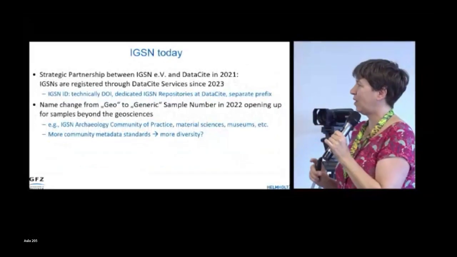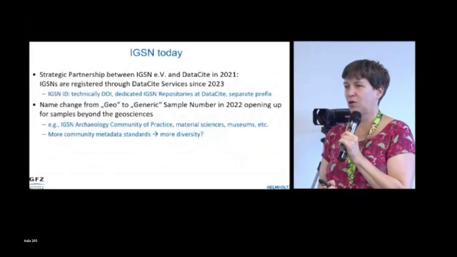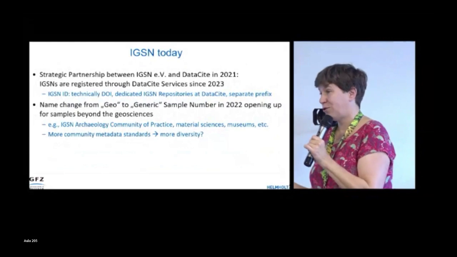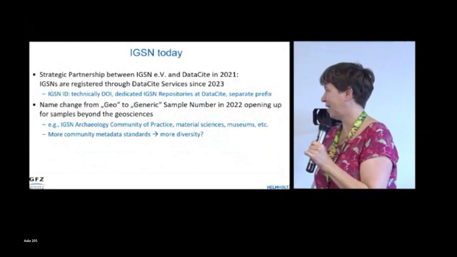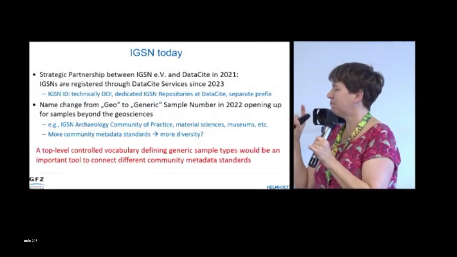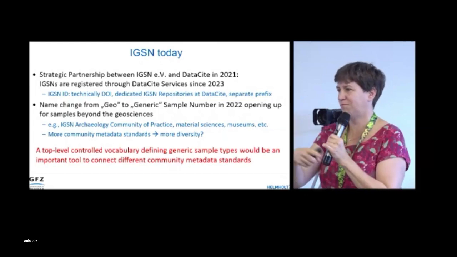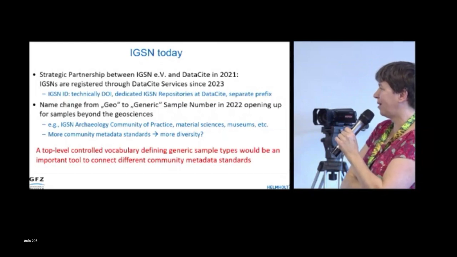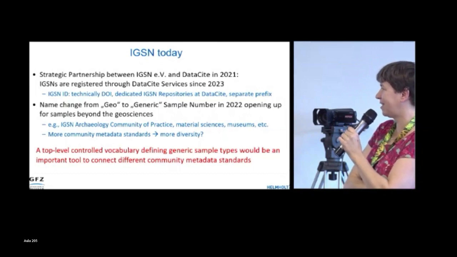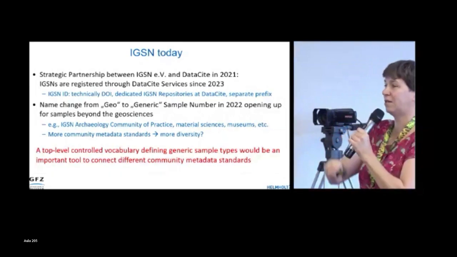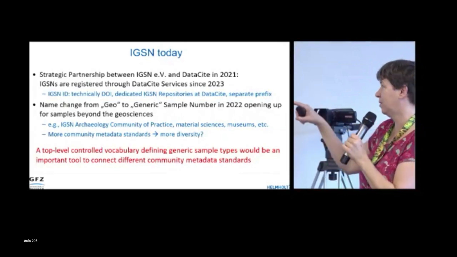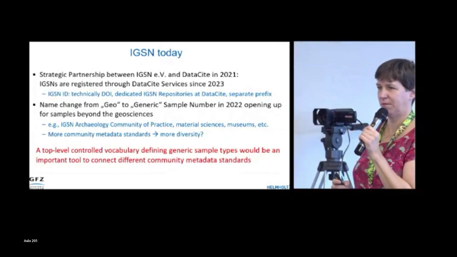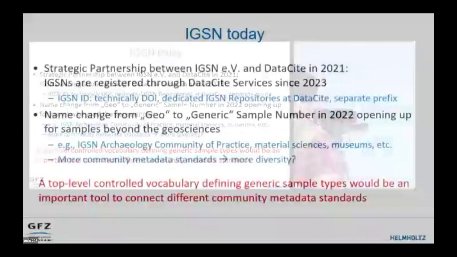But this, of course, means we have more community metadata standards, more diversity, more challenges to bring everything together. And so I think, speaking with Rolf, and we've been preparing this more or less together, a top-level controlled vocabulary defining a generic sample type would be an important tool to connect and to bridge these different community metadata standards. That's what I wanted to say. Thanks.